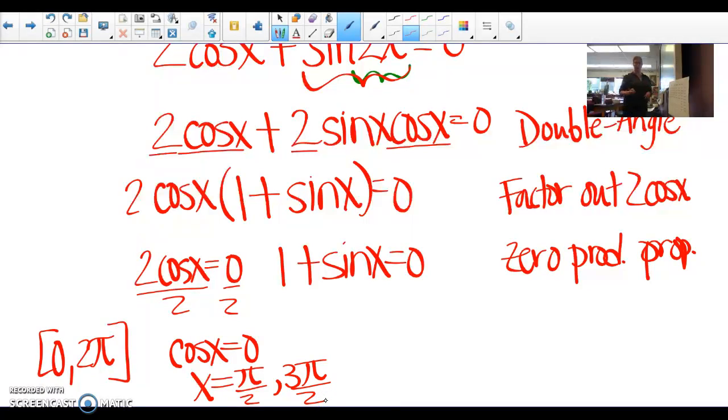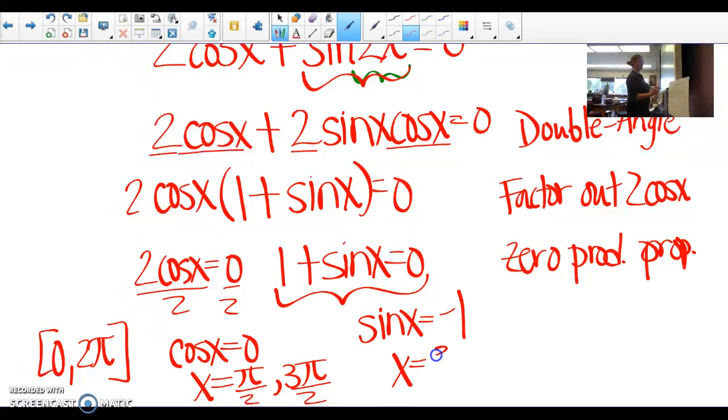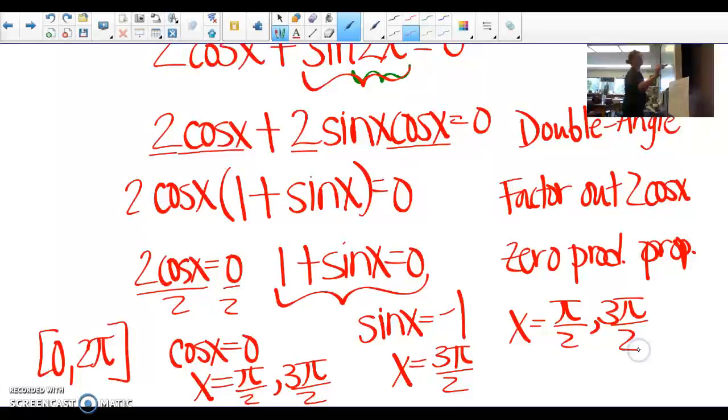And then we're going to solve this equation over here by subtracting 1, so I get sine of x equals negative 1. And where does sine of x equal negative 1 in the interval from 0 to 2 pi? The answer is at 3 pi over 2. So the answer here for x in the interval from 0 to 2 pi is pi over 2 and 3 pi over 2. All right, if you had any questions on that, make sure that you are asking.